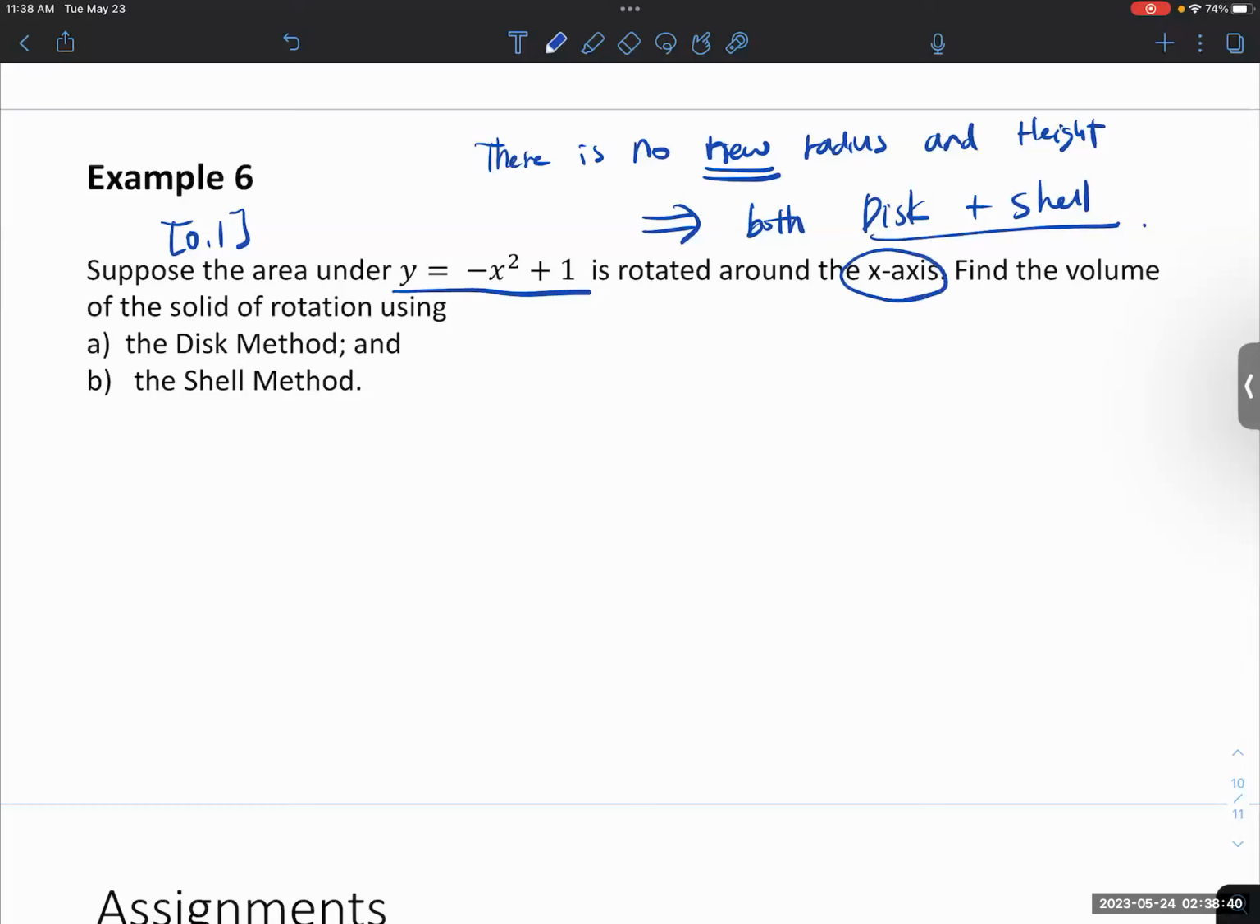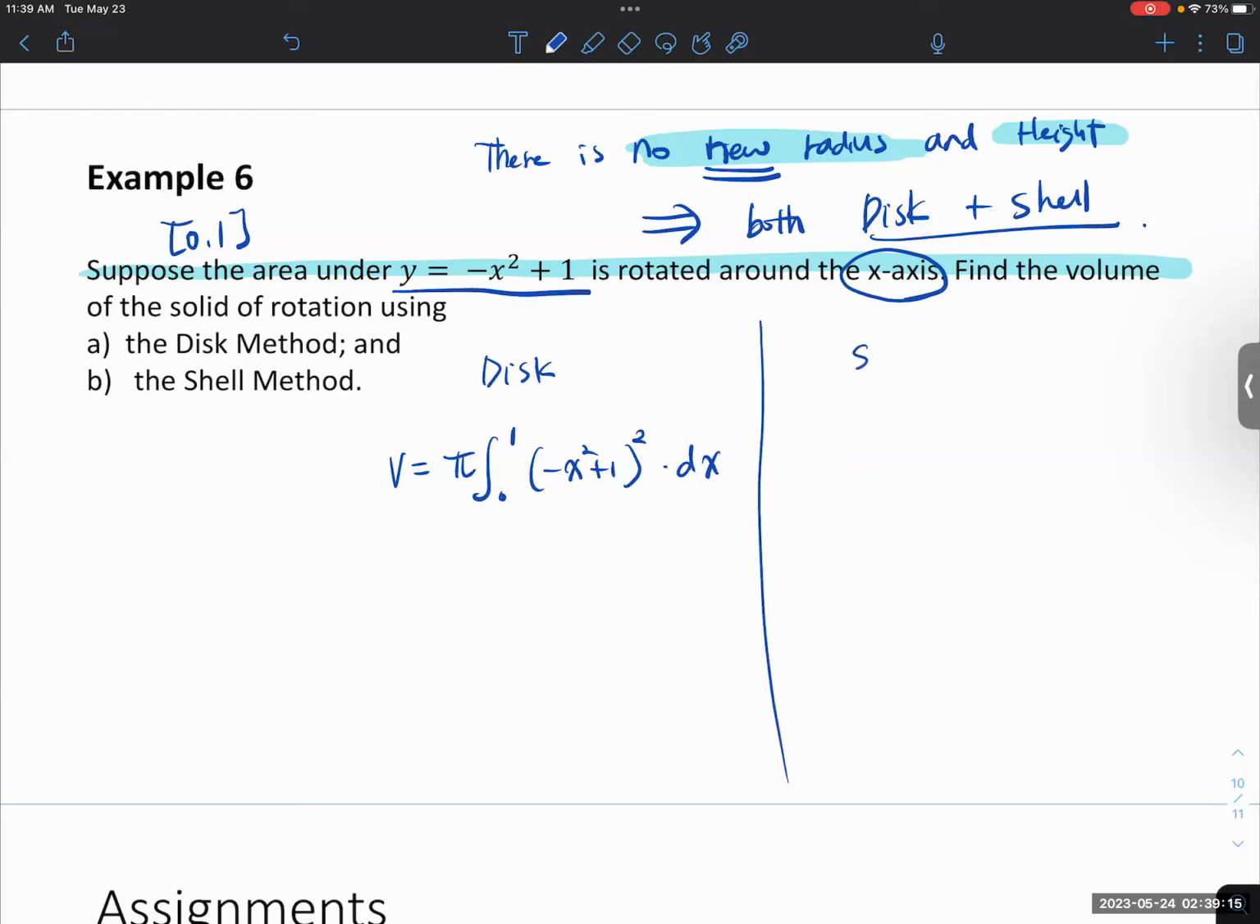They're rotated exactly about the x-axis. Find the volume. So there's no new radius. We already know that in this question, it's so clear. There's no new radius, there's no new height, because they're exactly rotated about the x-axis. So according to the disk method, V equals pi, integral from 0 to 1, of the function negative x squared plus 1, to the second power, because you have the square, dx. This is the disk method.